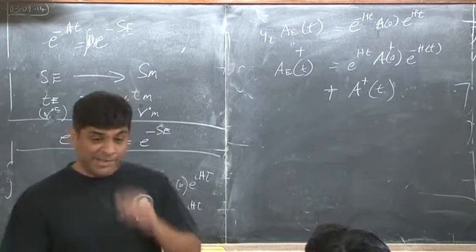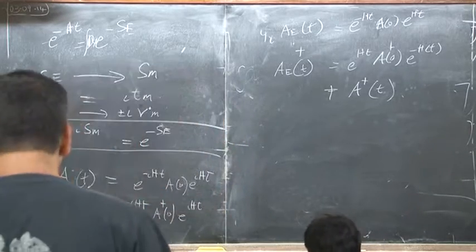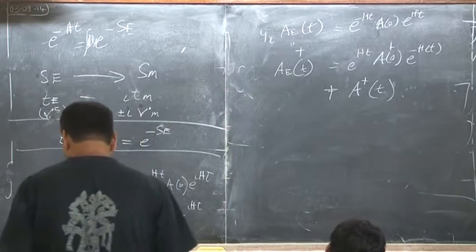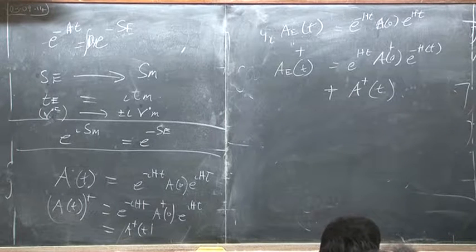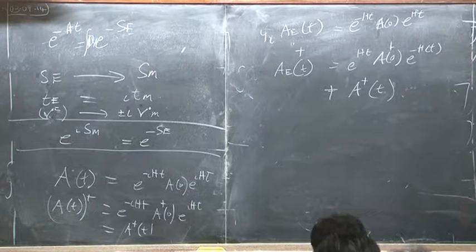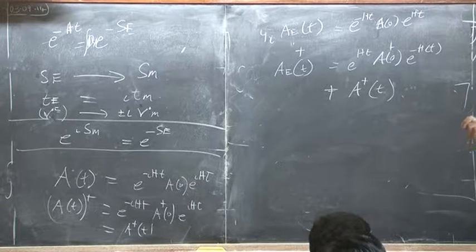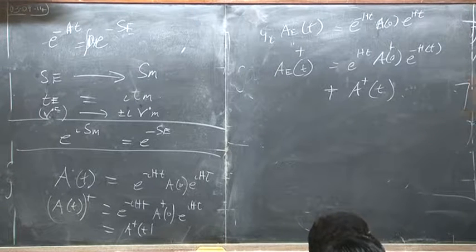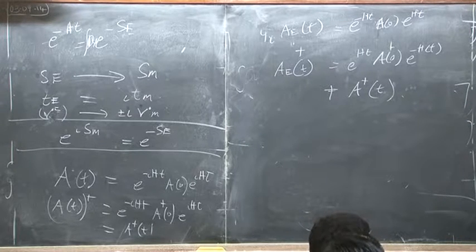Because these e to the power h t's are not unitary. Exactly, that's the reason. It's not unitary. But what this means is that two operators that were related to each other by complex conjugation in the Minkowski path, or two insertions that should just have been complex conjugates of each other in the Minkowski path, will not be complex conjugates of each other in the Euclidean path. This is something you must remember. This causes no end of confusion.